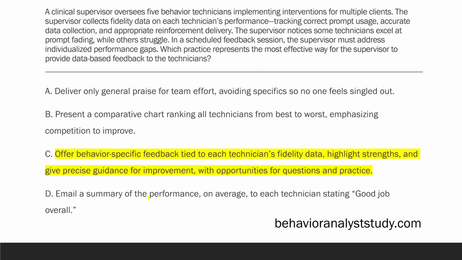So what should happen here? Behavior-specific feedback tied to the data, highlighting strengths and giving precise guidance for improvement with opportunities for questions in practice.